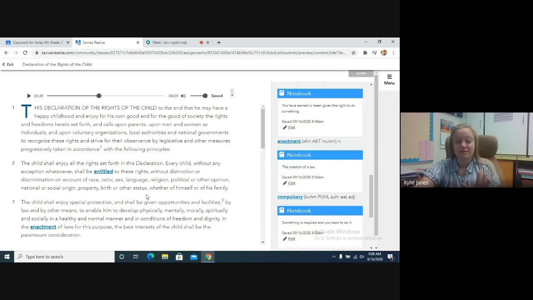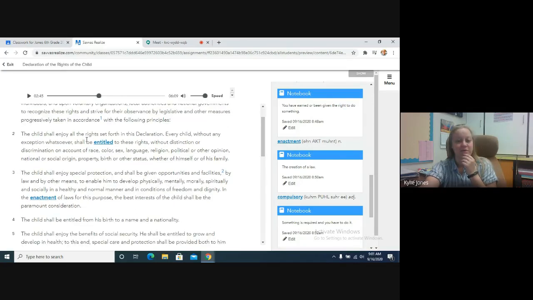Okay, I'm going to stop there because there's a lot they've talked about, so I want to clarify a little bit. This first paragraph is just saying this document is going to be about children and their rights, and the parents, adults, authorities, and any sort of organization are going to recognize that these kids have these rights. So that's what the first paragraph is talking about.